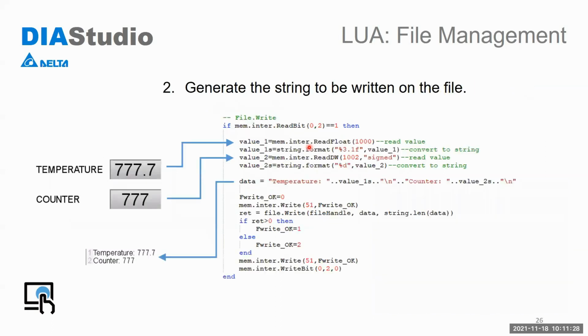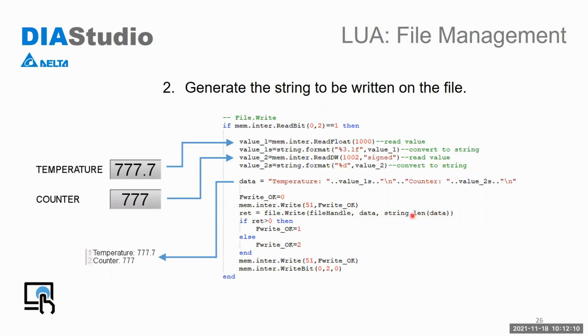The next part is when I have already opened my file, and I want to write data in it. In this case, the function is called file.write. I need to send to this function the file handle, as I said before, the data that I want to write in this file, and also I have to indicate the length of this data. In order to calculate it, I use this function, string.length, and put data. So automatically the length of the data is updated.